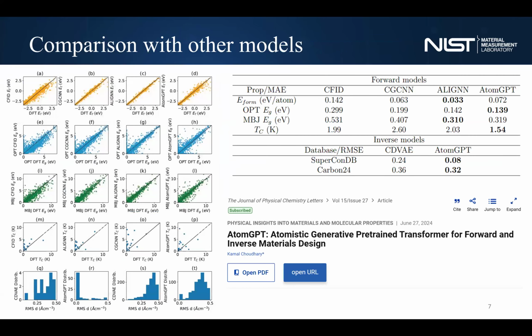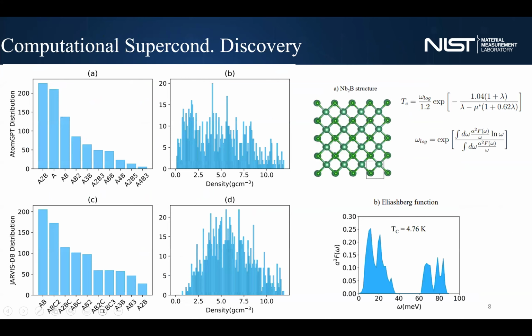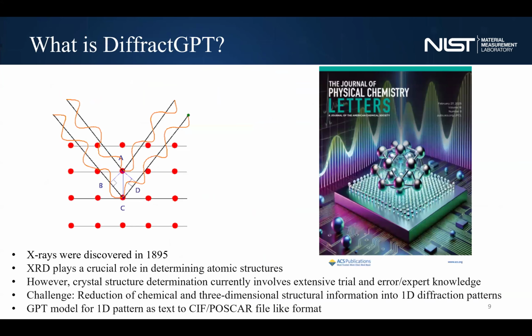Unfortunately, I will not go into the details of this, but we found these models can be used for both forward material design, predicting energy, band gap, transition temperature, as well as inverse material design. For forward material design, it can beat, for example, on band gap and superconductor transition temperature, but it didn't beat the graph neural network for energy based prediction. But it did beat the diffusion based model, and the lower the value, the better. In this way, we discovered new superconductors in our database and validated them with DFT.